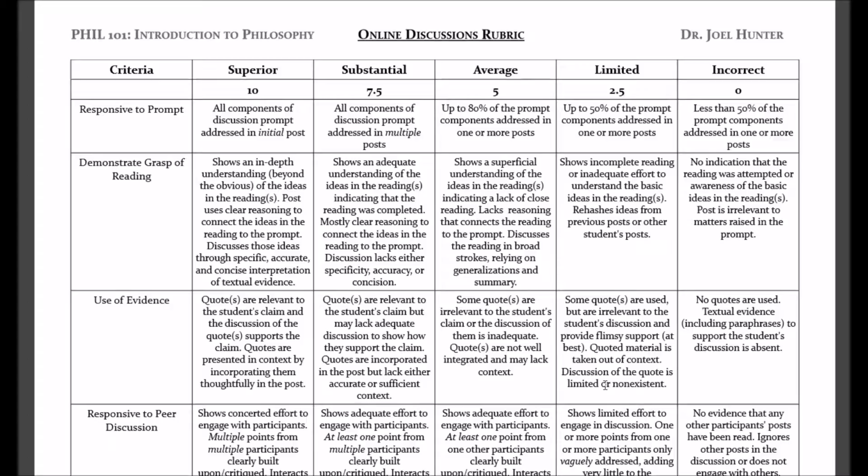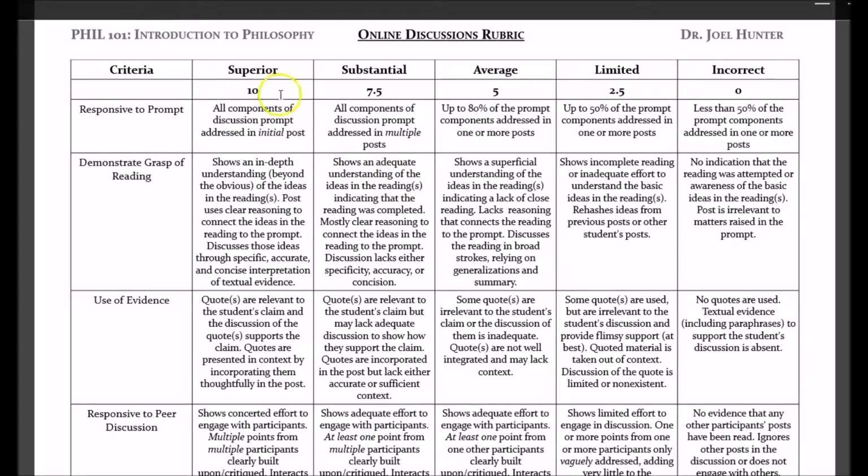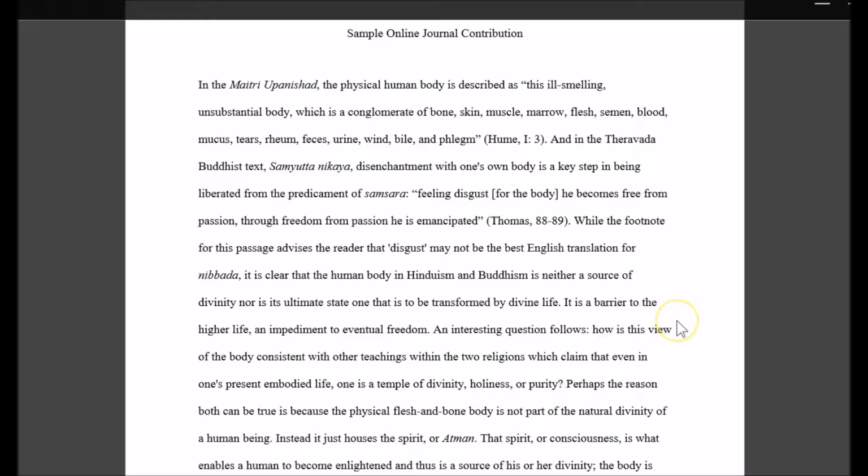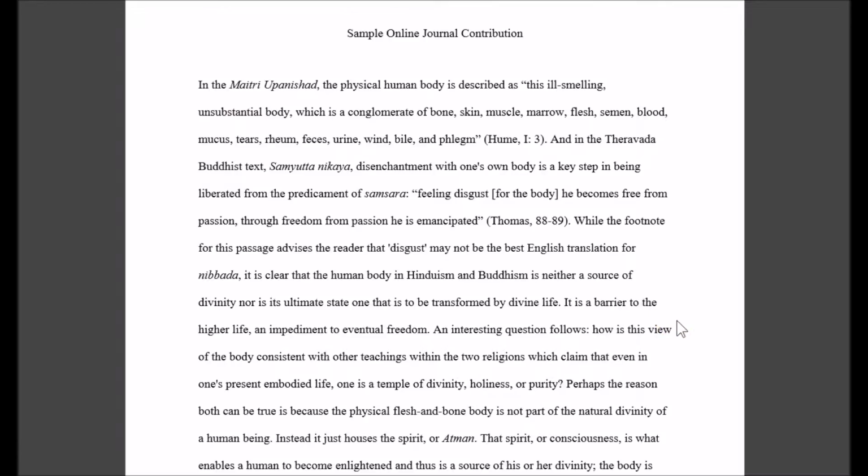Okay, and then if you have questions, if you don't know how to improve in any of these categories, that's the sort of thing I definitely want to be able to work with you about. So please be in touch with me if you're not satisfied with your performance. Okay? So now let's go and look at a sample of the online discussion.